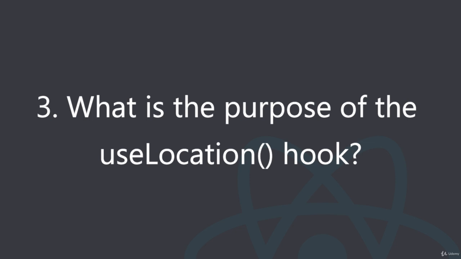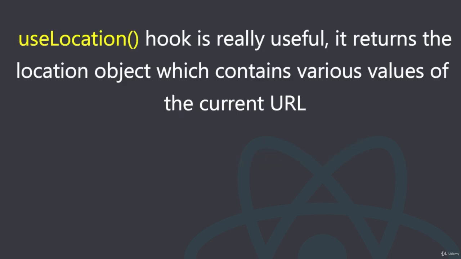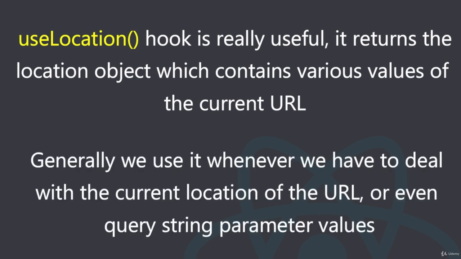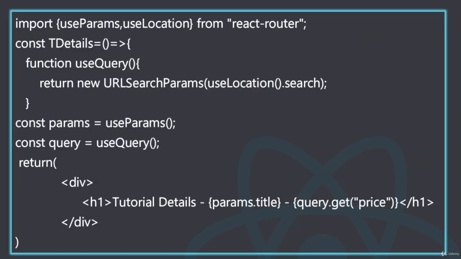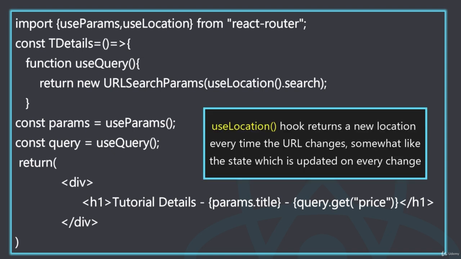The third question is, what is the purpose of the useLocation hook? Well, this hook is really useful. It returns the location object which contains various values of the current URL. Generally, we use it whenever we have to deal with the current location of the URL or even query string parameter values, as we have seen in this example. It returns a new location every time the URL changes, somewhat like the state which is updated on every change.